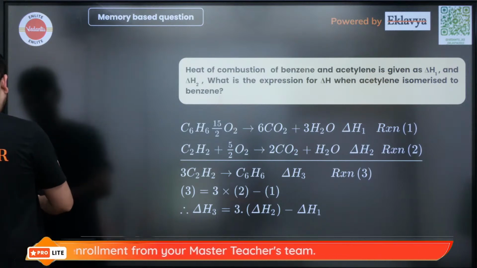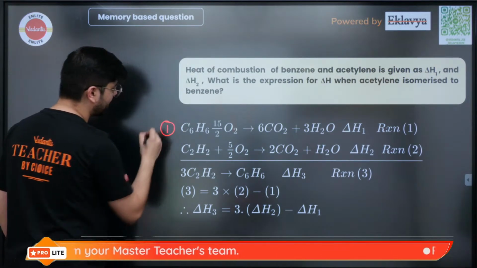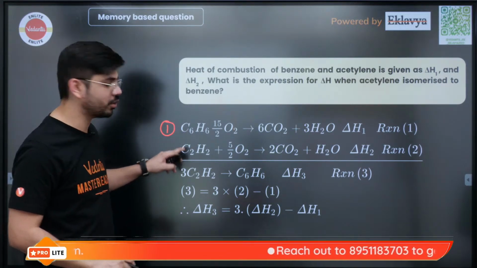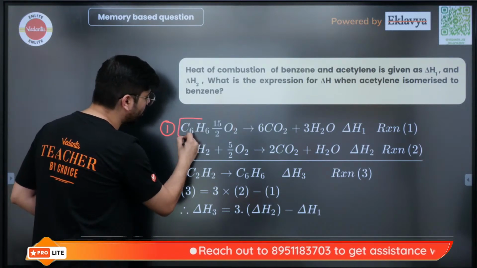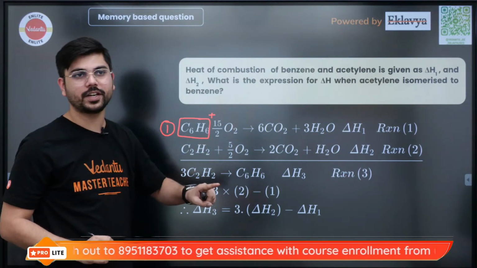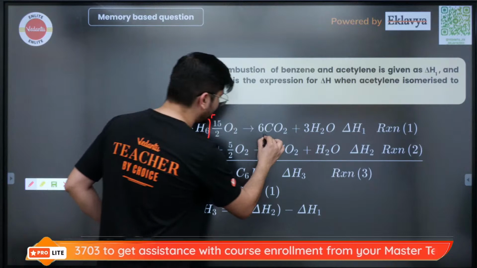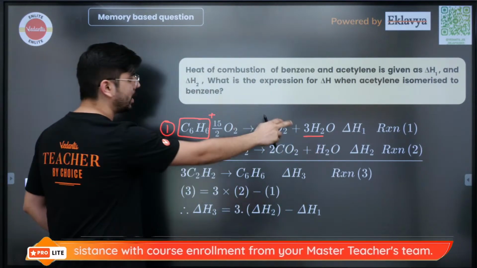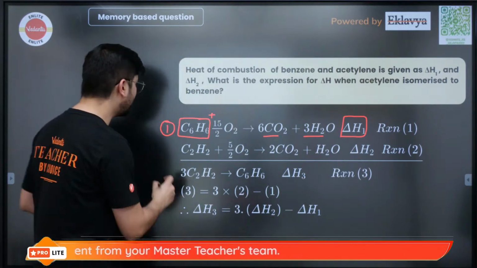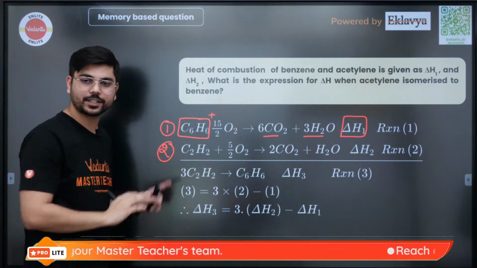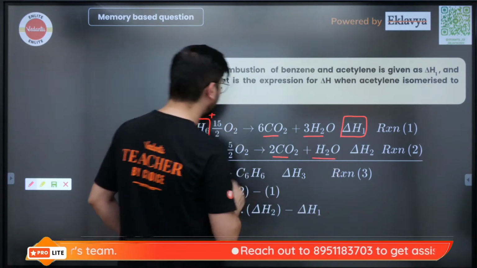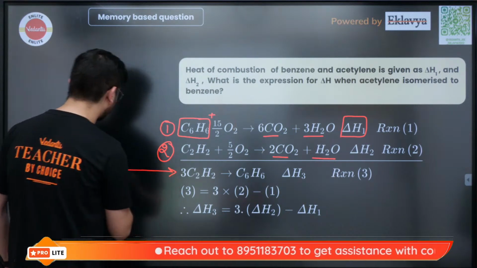So this is the first equation given to us, and that is the combustion of benzene. C6H6, it's a hydrocarbon, so it will always be converted to CO2 and water. You can balance it later on. Delta H1 is given to us. Similarly, the combustion of acetylene is given to us. We could have balanced it once again, and the products were CO2 and water, and the required equation was this. This is the required equation.